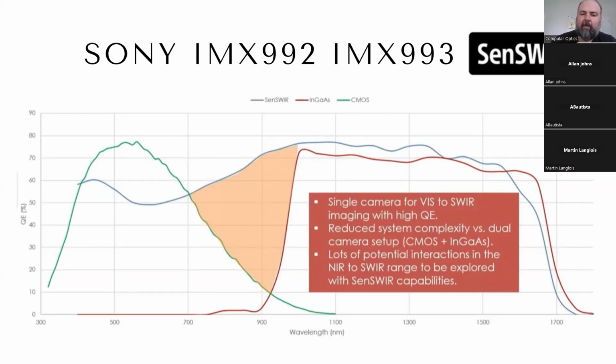So as a single camera can now do visible and SWIR imaging with that high QE, this reduces the system's complexity. So now no more dual camera setup, right? So now there's lots of potential interactions in the near IR and SWIR range to be explored as well with this new Sony sensor.